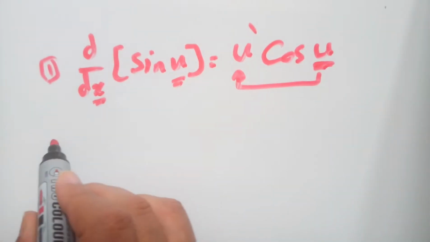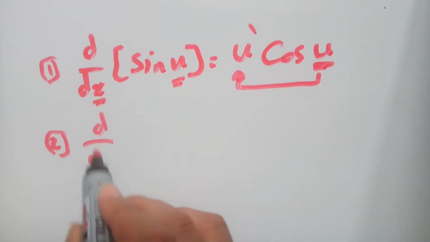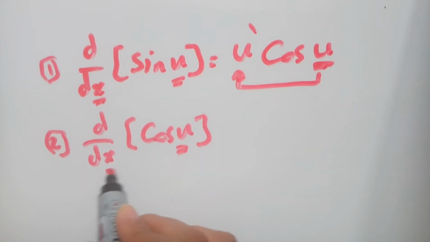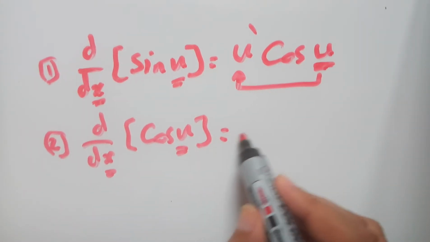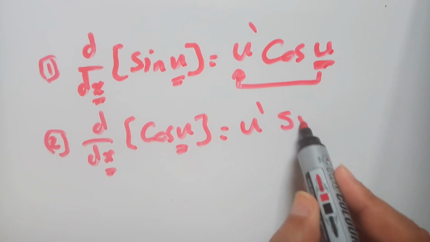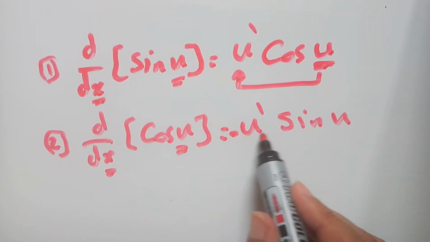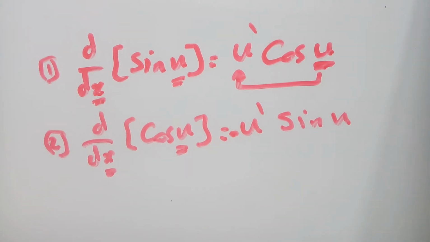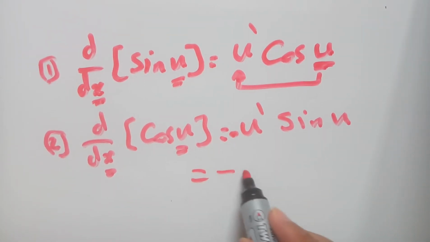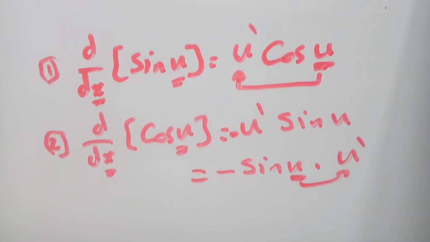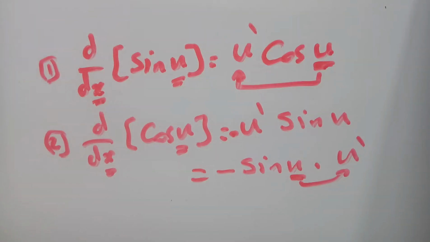This is number 1. If you would like to find d dx for cosine u, u is a function in x, it will be negative u prime sine u, or you can write it negative sine u multiplied by the derivative for the inner function u prime, as you like. If you like to write it in this form or in this form, both of them are correct.